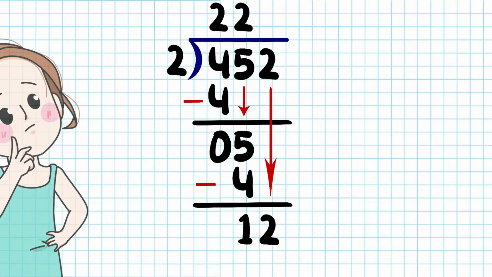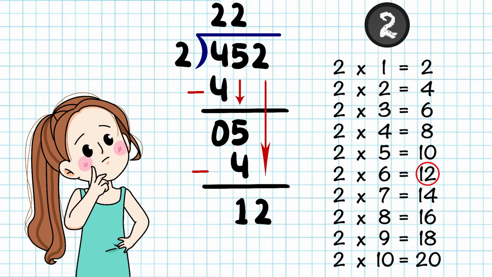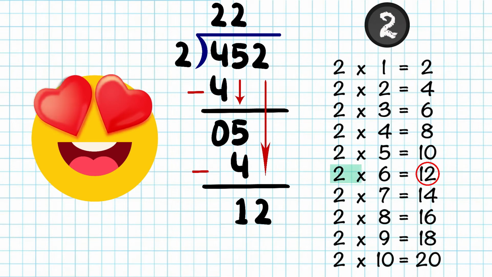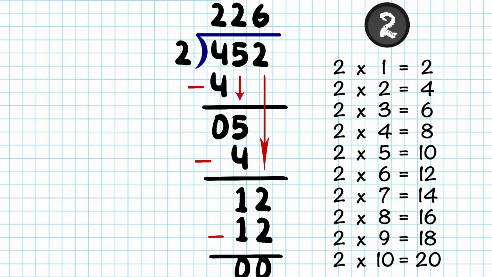Do you recall the table of 2? Is 12 a multiple of 2? Yes, you are right. It is. When we multiply 2 with 6, it gives us 12. We will write 6 in the quotient and 12 below the dividend. 12 minus 12 leaves nothing.